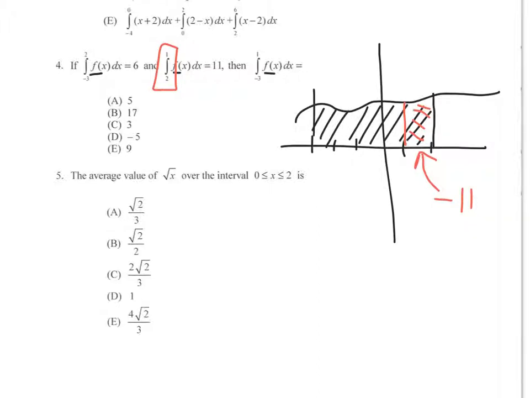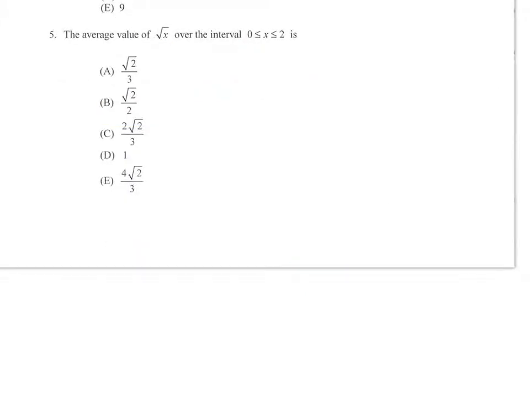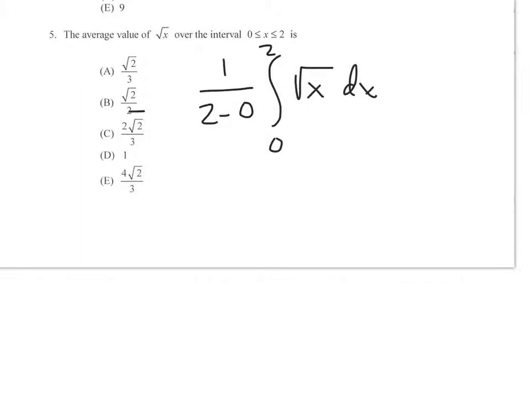And so if you go from negative 3 to 1, this whole thing is going to equal a positive 6 minus a negative 11. Because you subtract off that red area, which is actually subtracting a negative, you're going to end up with the answer of positive 17. And the average value, that's 1 over b minus a, 1 over 2 minus 0, the integral from 0 to 2 of square root x dx, is going to end up being c.